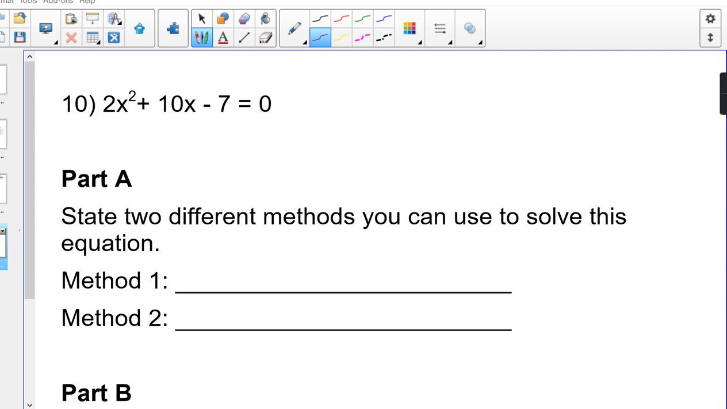Part A, state two different methods you can use to solve this equation. So we discussed four different methods. We discussed inverse operations or taking square roots. We discussed factoring. We discussed completing the square, and we discussed the quadratic formula. So we could definitely use quadratic formula here. We could use quadratic formula really for any quadratic equation. Sometimes the other ways are faster, but it definitely works for any.